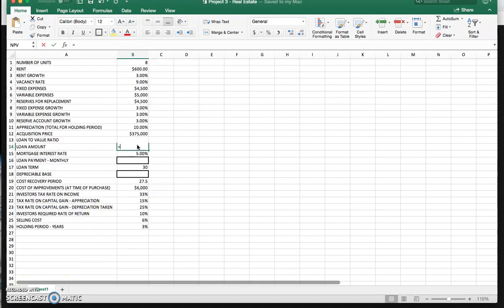Calculation for the loan amount is just going to be the acquisition price times the loan to value ratio, if it'll let me. Come on. I'll just type it.